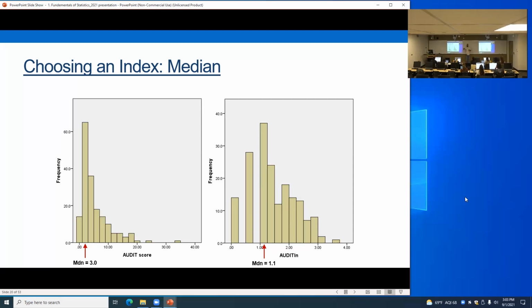If there's a sample of 101, there's 50 people below me, there's 50 people above me. I was 3 before, now I'm 1.1. I'm still in the same position, even though people have stretched out and clustered in different ways around me. Asha, did you have a question?